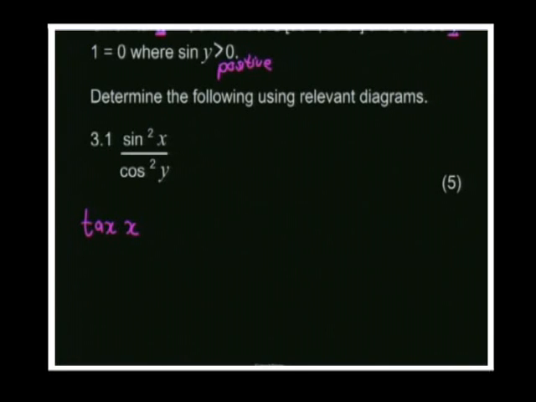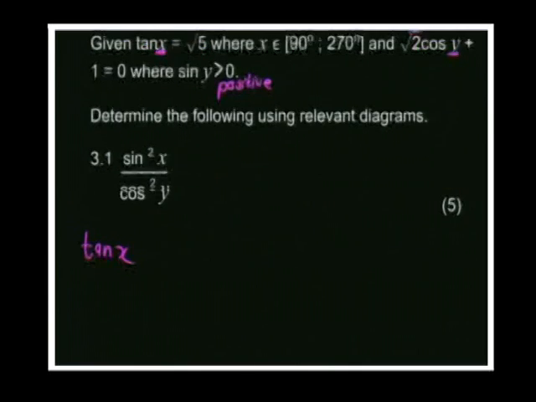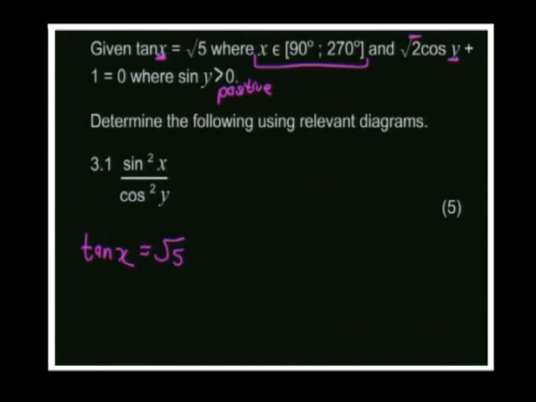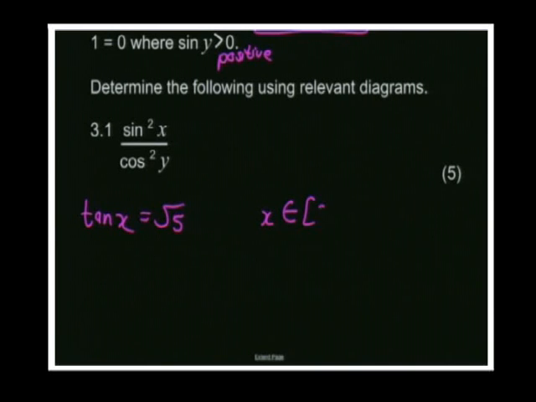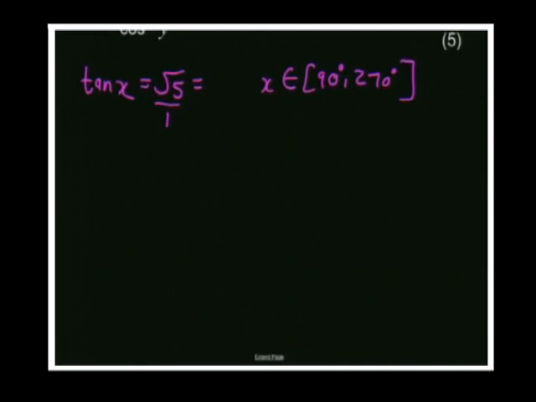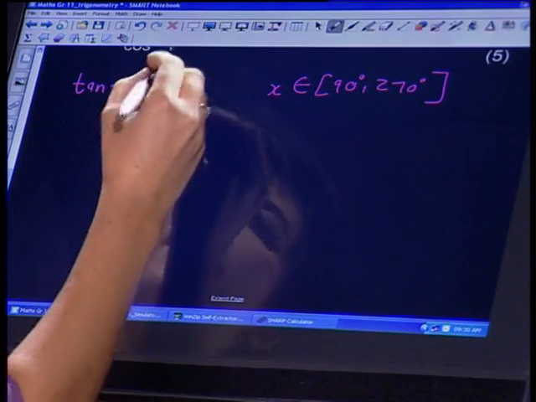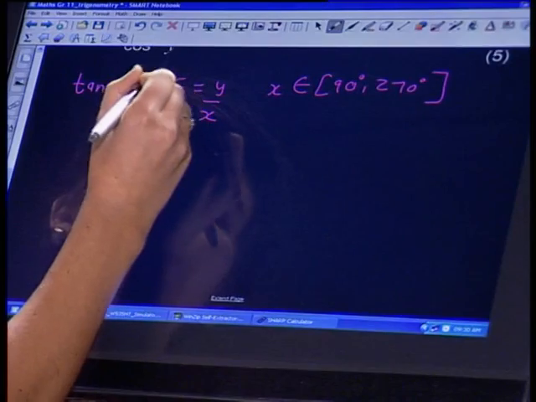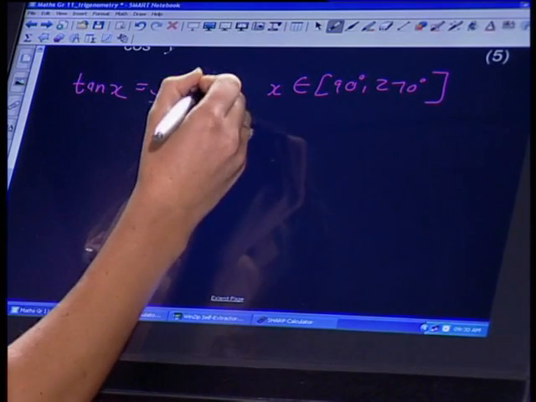Tan x is equal to square root 5. And they also gave us a restriction for x. They say that x is between 90 and 270. So I have to use this information to draw up my first diagram. Now, before you start drawing the diagram, you first need to write down what is actually given here. Tan x is square root 5 over 1. I know that tan is y over x. So they are actually giving me a y value and an x value. How do I know tan is y over x? Because that's the ratio for the tangent trig ratio.